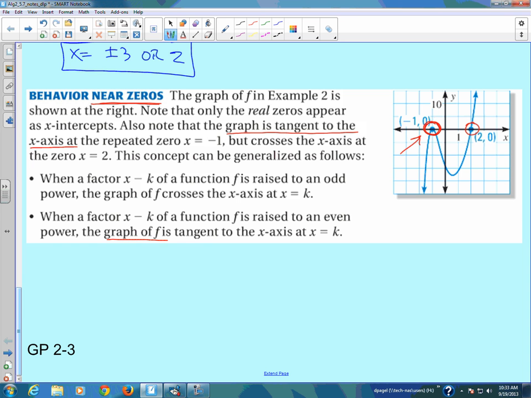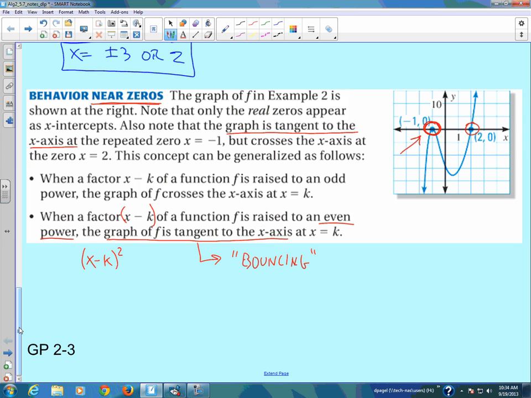So when my graph is tangent to the x-axis, that means I have an even power related to that factor of x minus k. So, for example, x minus k squared, or x minus k to the 4th, or 6th, some even power right there. And when we have this tangent scenario, we talk about our graph bouncing off of our x-intercept. And that's what's happened at -1.